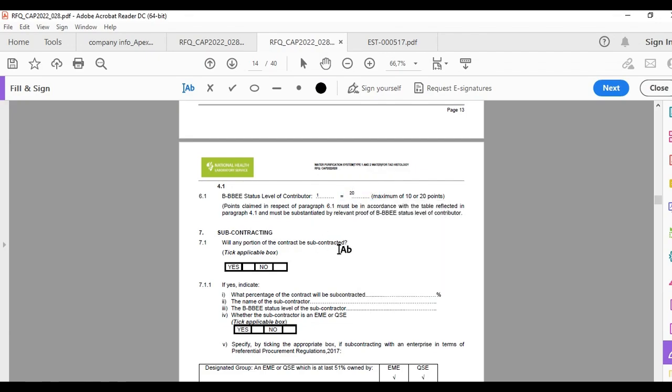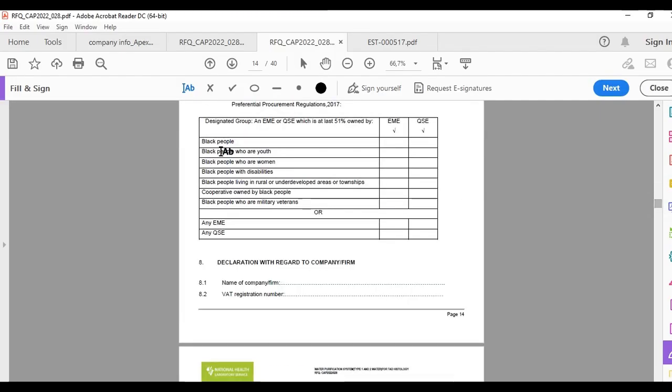Subcontracting. Will any portion of the contract be subcontracted? We would generally select no because Apex will do all of the delivery, we will do the installation, and we're not going to be in joint effort with any other company. Okay, so you just select no, and then you don't have to fill this out because it's not applicable. You don't have to fill this in because it would be on our BEE certificate.